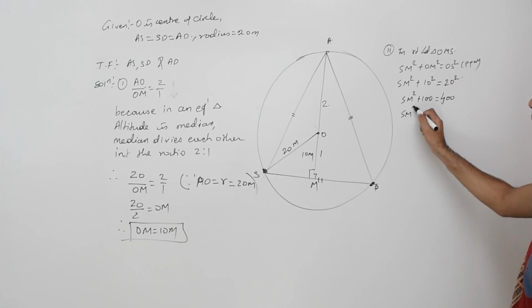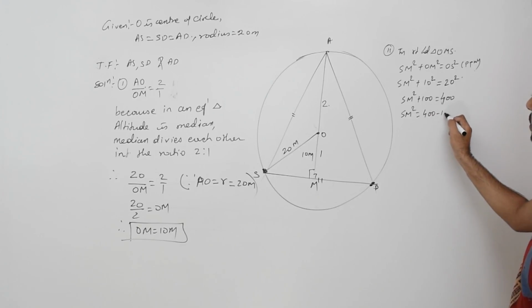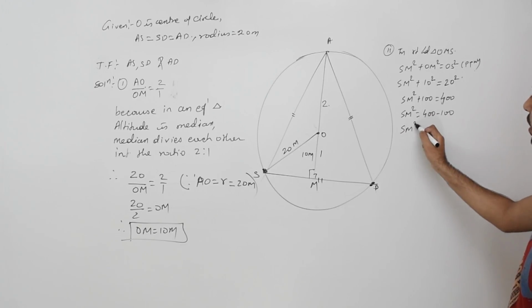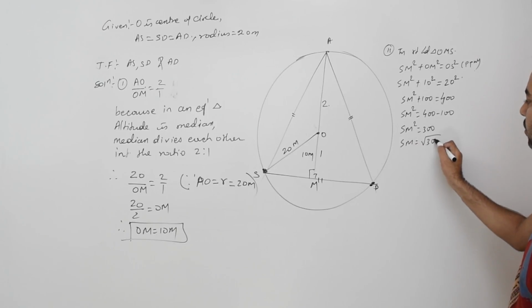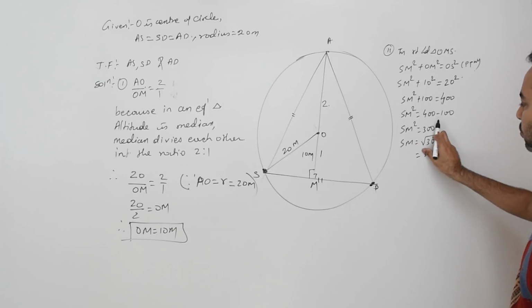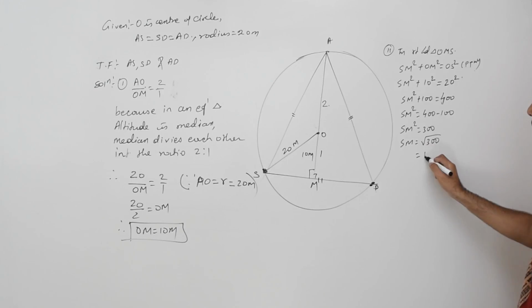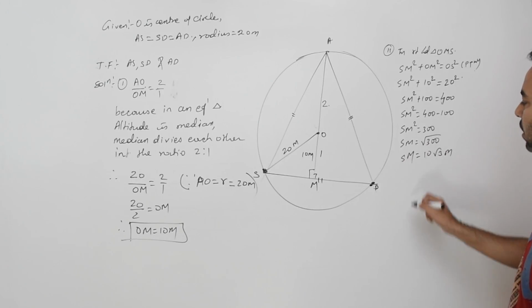So SM square plus 100 will be equal to 400. So SM square is equal to 400 minus 100. So SM square is equal to 300. So SM is equal to root of 300. Root of 300 is 10 root 3, because the root of 100 is 10 and the root of 3 will be root 3. This is in meters. So SM मिल गया.